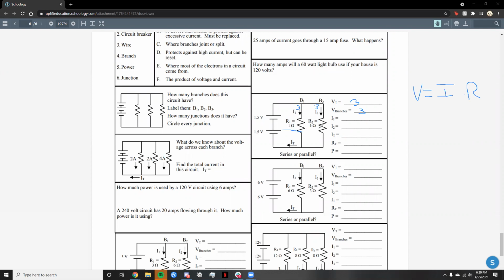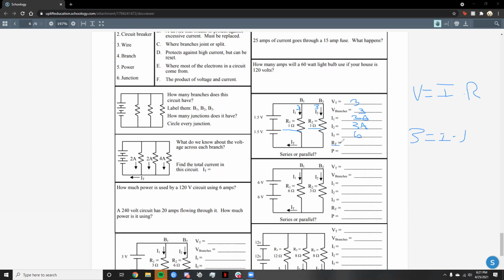And we already have our R, so we're just gonna put our R in. So 3 equals I times 1, and 3 equals I times 1. So these are gonna be the same. So we know the amps are gonna be 3 amps, 3 amps, and then IT equals both of the amps added together. So 3 plus 3 is 6.